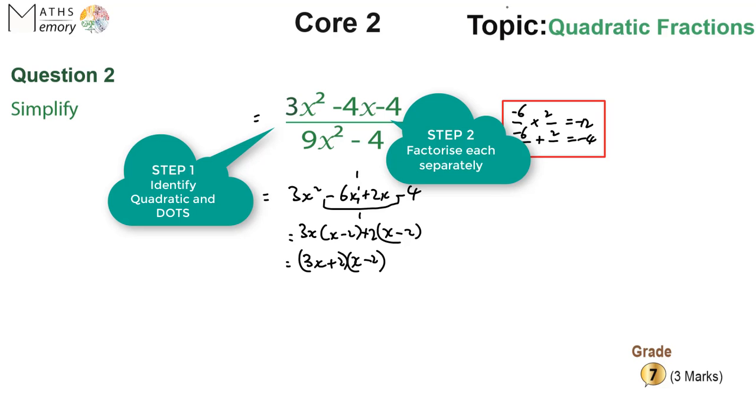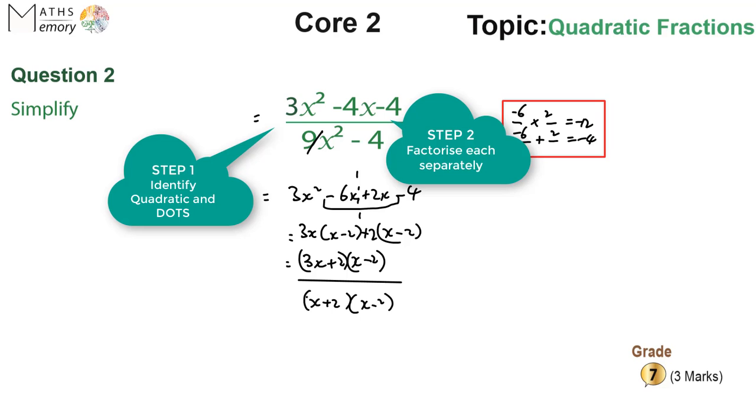Let's look at the bottom number over here. So let's look at this. We have 9x squared minus 4. So this is advanced dots. So let's ignore this 9 over here. We ignore this 9 for 1 minute. Let's just factorize x squared minus 4 like normal. X plus 2, x minus 2.